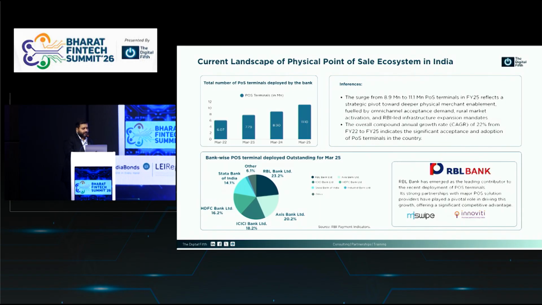So looking at the earlier segment of this physical POS ecosystem overall, we have seen that POS terminal distribution had been a bigger game typically for the banks. RBL was one of those leading it, along with Axis, ICICI and HDFC as well.